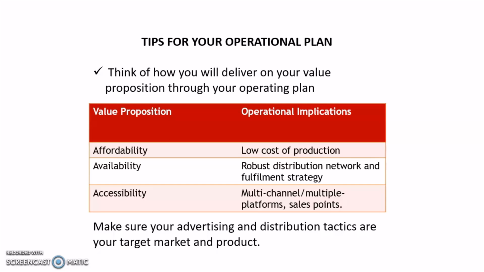And then accessibility means that you are going to have multiple channels, multiple platforms and sales points, right? You're going to have multiple channels of distribution such that anybody can walk out of their house and find your product. For instance, Dangote is in every shop because they have multiple channels of distribution. So your channel could also be online.